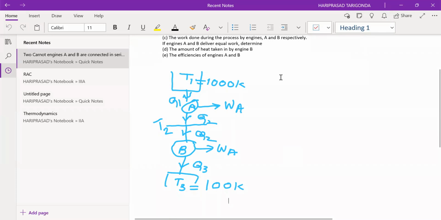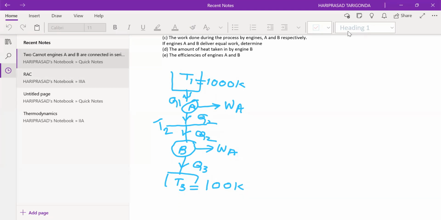I request all of you to draw this one. Have you completed this diagram? Yes, sir. Let us take a condition here. What is the condition they have given here?